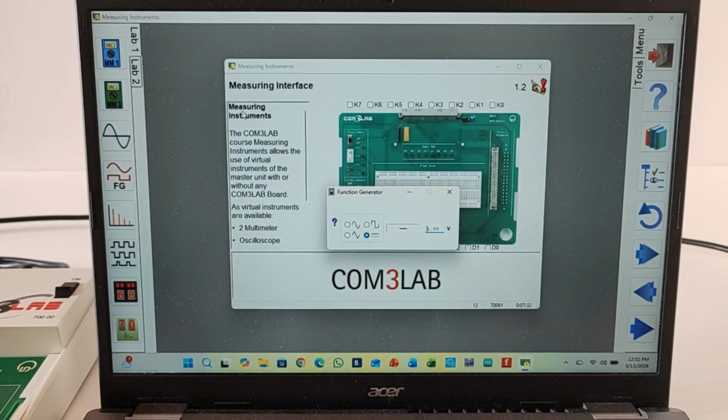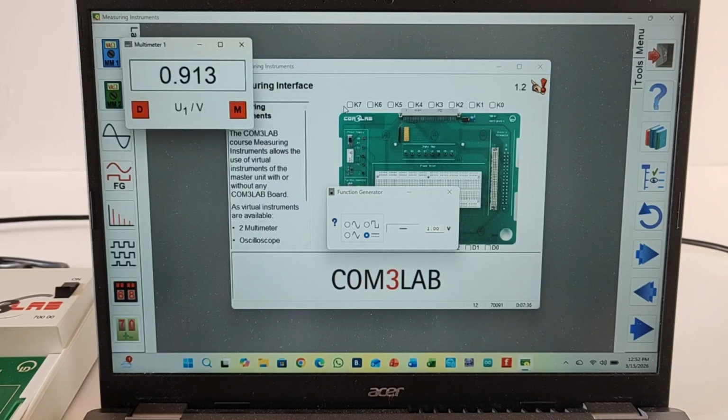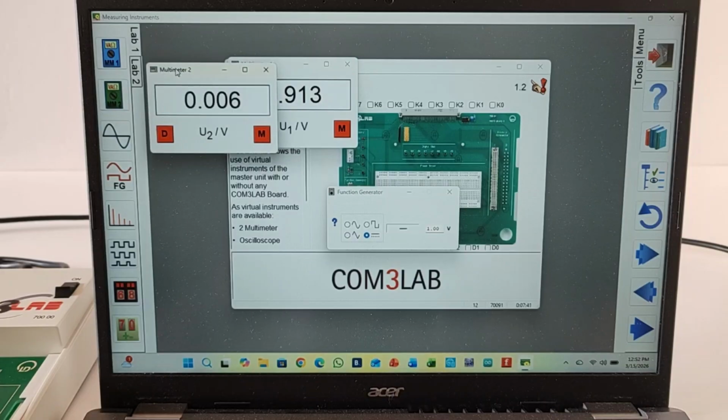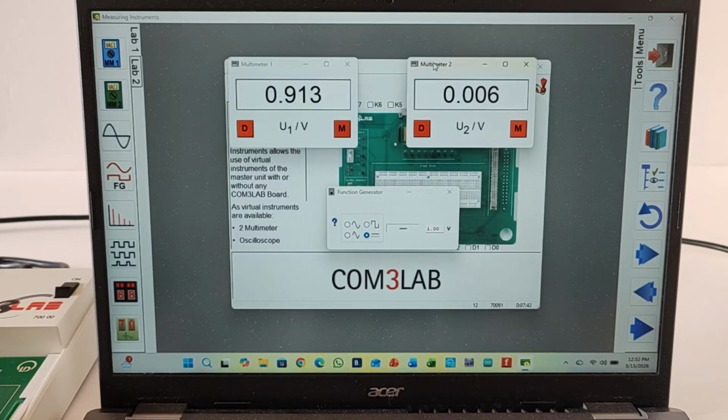Now, for the multimeters, let's open both. This is multimeter 1, and this is multimeter 2. Now, our multimeter has 5 modes. If you take a look at multimeter 1 on the left, I will show you all the 5 modes. The first mode is voltage DC. If I click letter M, you will see the second mode. This is voltage AC.